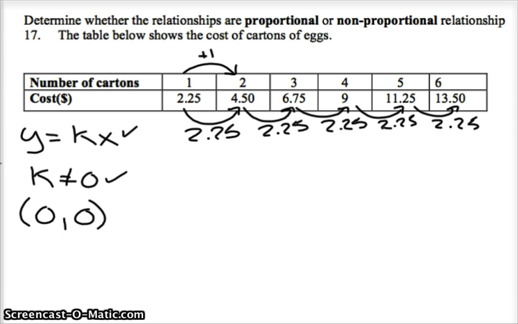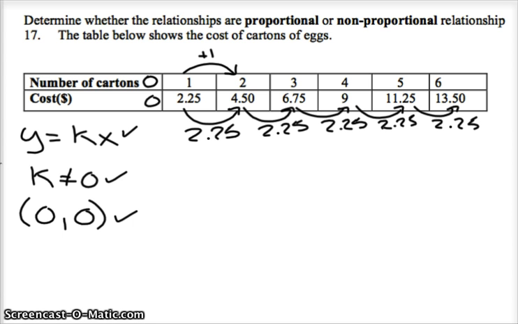Lastly, will it pass through 0, 0? So if we go back and make a new category here, if we buy 0 cartons, we follow the same pattern back. If we subtract 2.25 instead of adding, well, 2.25 minus 2.25 is 0, so that checks out as well. So yes, indeed, this is a proportional relationship.